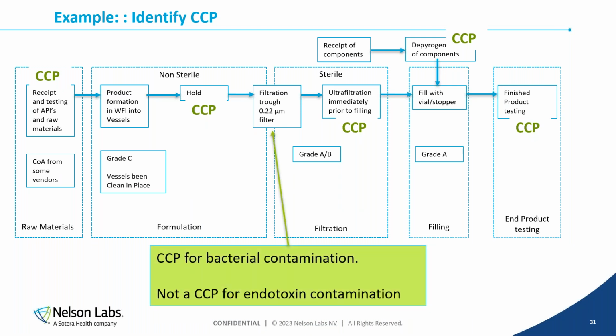Something I want to point out: when we started the HACCP analysis, I pointed out that the first step is to identify your hazard. If you look, for instance, at the filtration through a 0.22 micron filter, this is certainly a critical step for microbial contamination. So I'm not saying that this is not a critical control point, but it's not a critical control point for endotoxin contamination. It's a CCP for bacterial contamination. So it's very important to identify your risk and to stick to your hazard.